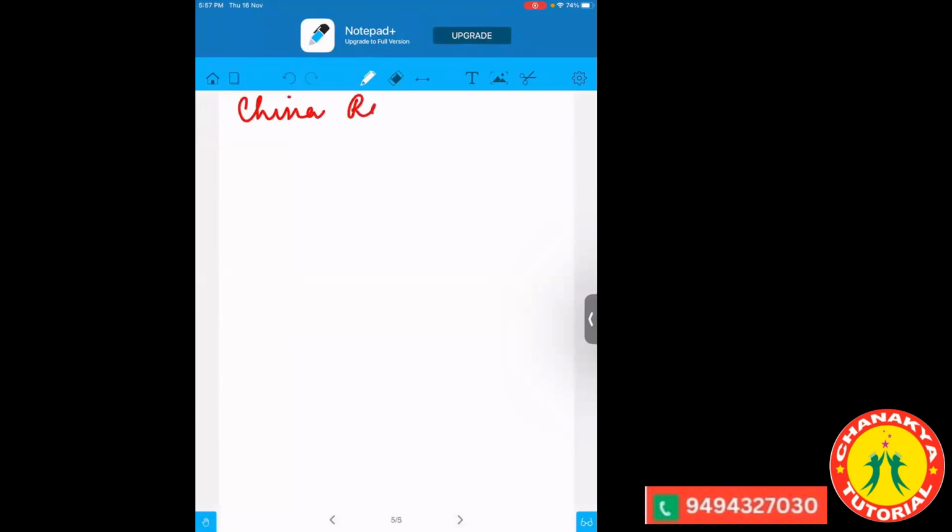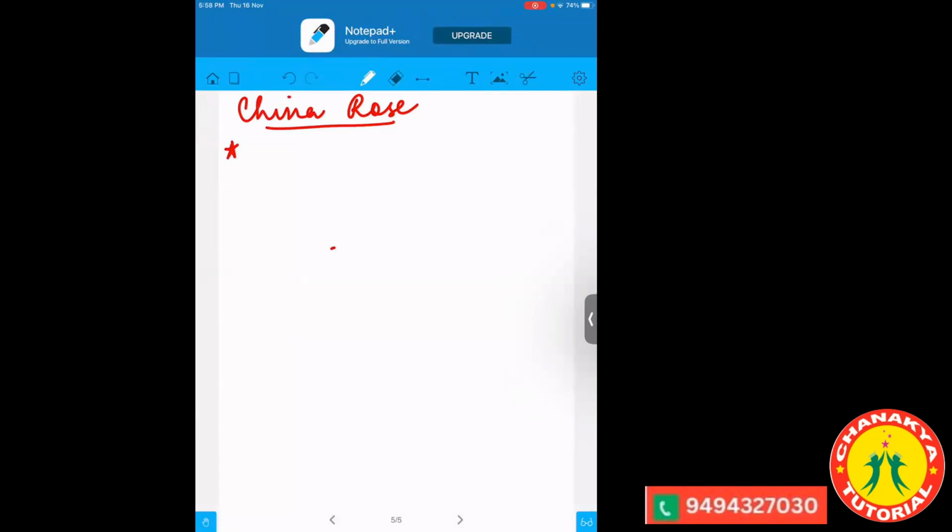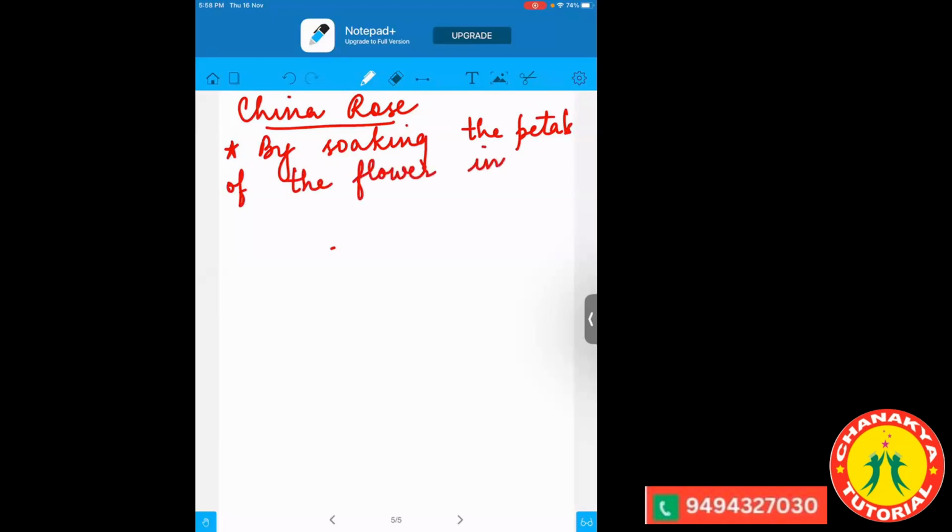Now going to the next one, which is the China rose. How will we get the China rose as an indicator? Hibiscus. Okay, fine, good. So with hibiscus, if we want to get the indicator, we need to soak the petals of the flower, maybe the hibiscus flower, in water. As soon as you soak the petals in the water, the color of it will start changing. So that is how we identify it.